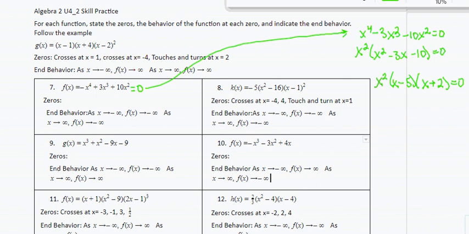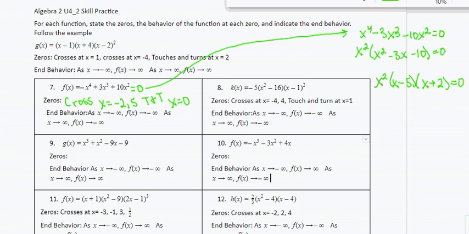I want to make sure I follow my directions properly. So this is the format we're supposed to have our answer in. We know it crosses the x-axis at x equals -2 and 5. And I'm going to put T and T for touch and turn at x equals 0. We don't have a binomial with this, we just have this x squared, so that means it's x equals 0, and again, it touches and turns at 0.